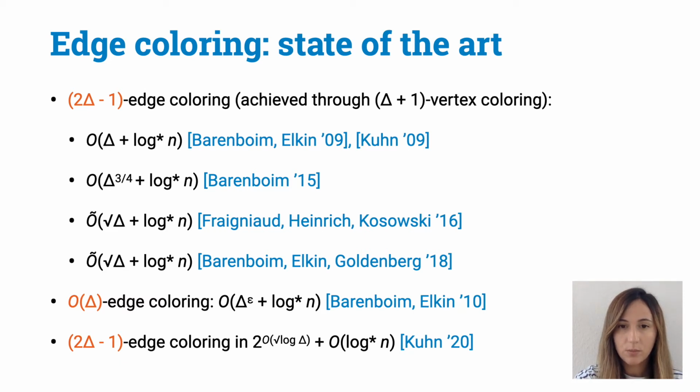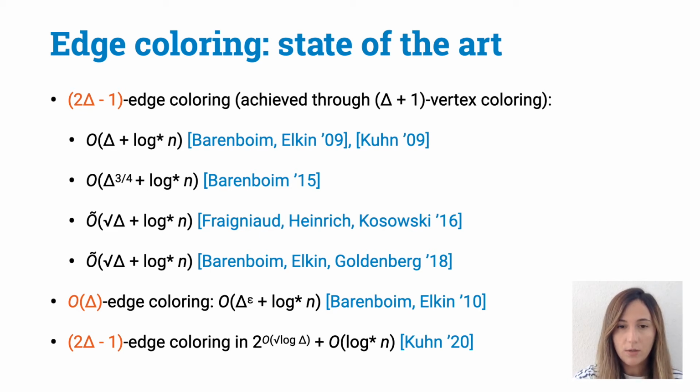This result was later improved by Barenboim, obtaining an algorithm that runs in order of delta to the power of 3 over 4 plus log star of n. 1 year later, Fraigniaud, Heinrich, and Kosowski improved even further the complexity of this problem, showing an algorithm with a running time of roughly order of square root delta plus log star of n. Finally, some logarithmic in delta factors were later improved by Barenboim, Elkin, and Goldenberg, and this is the fastest known algorithm that works both for delta plus 1 vertex coloring and 2 delta minus 1 edge coloring.